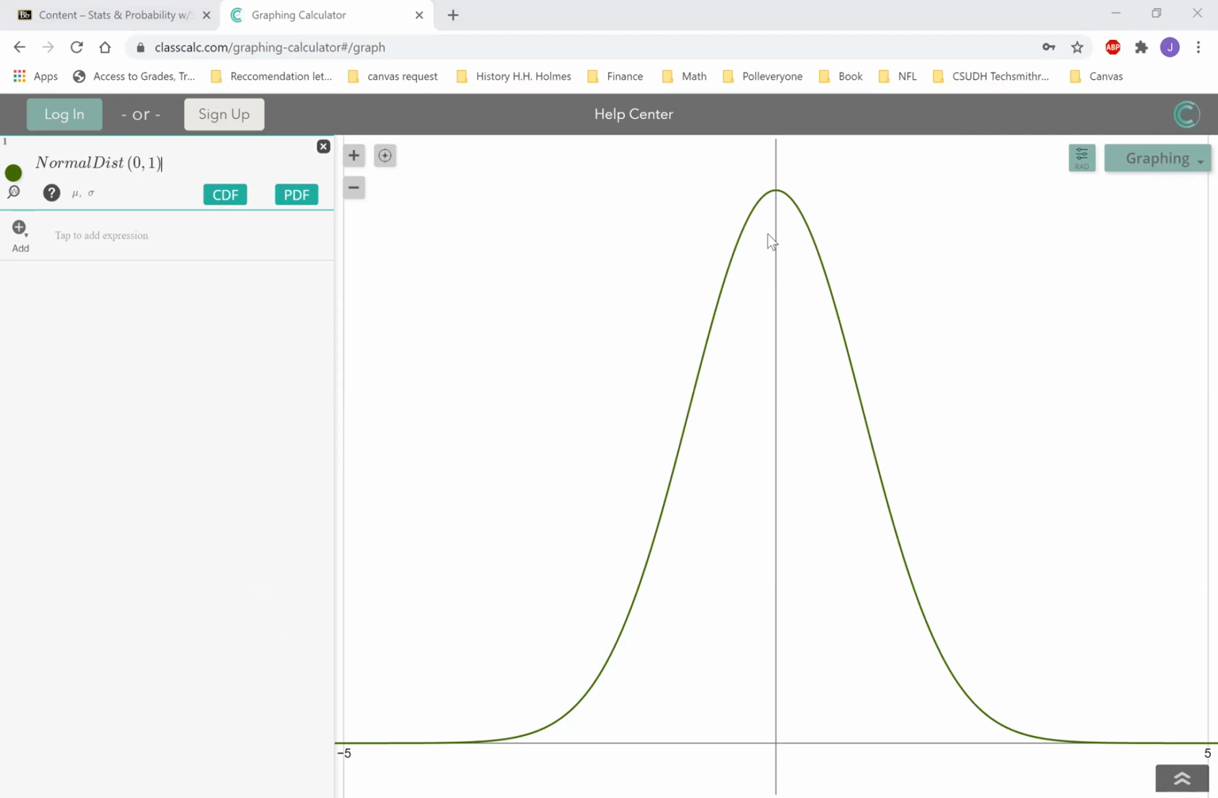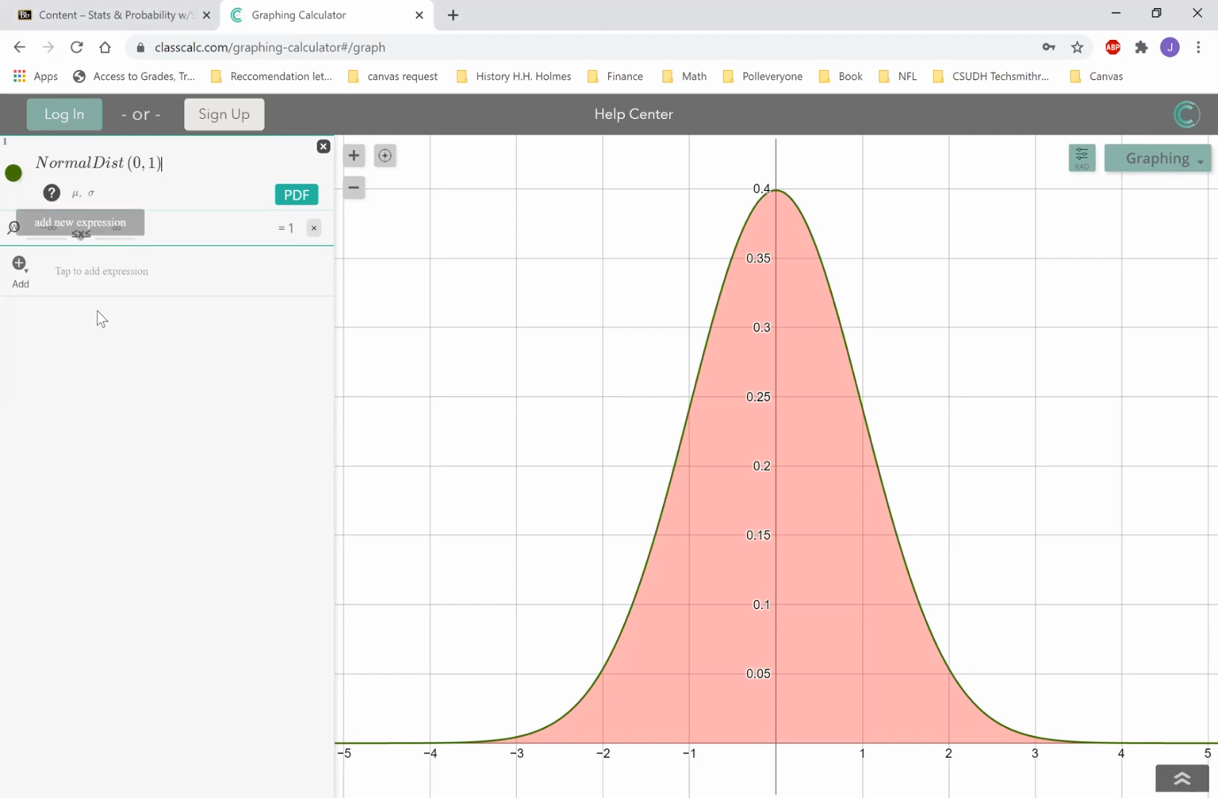All right, so that's my standard normal distribution. Now I want to tell it what my lower bound and my upper bound are. To do that, you click right here where it says CDF. If you look right now, it already has it from negative infinity to positive infinity, and it's telling me that's 1, or 100%.